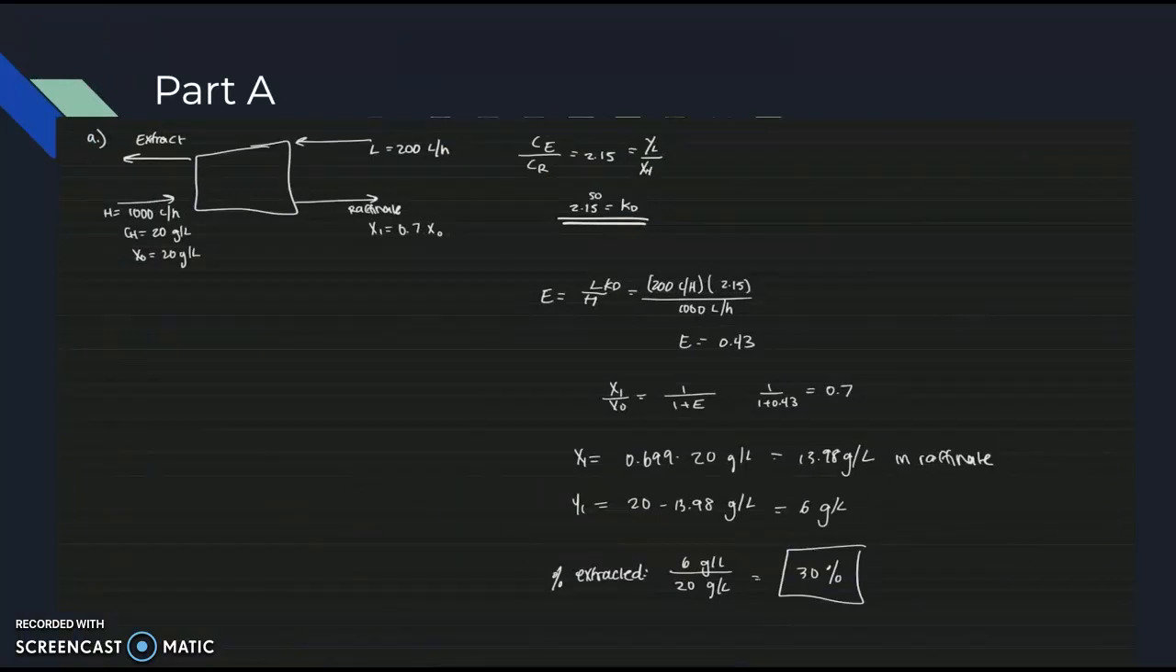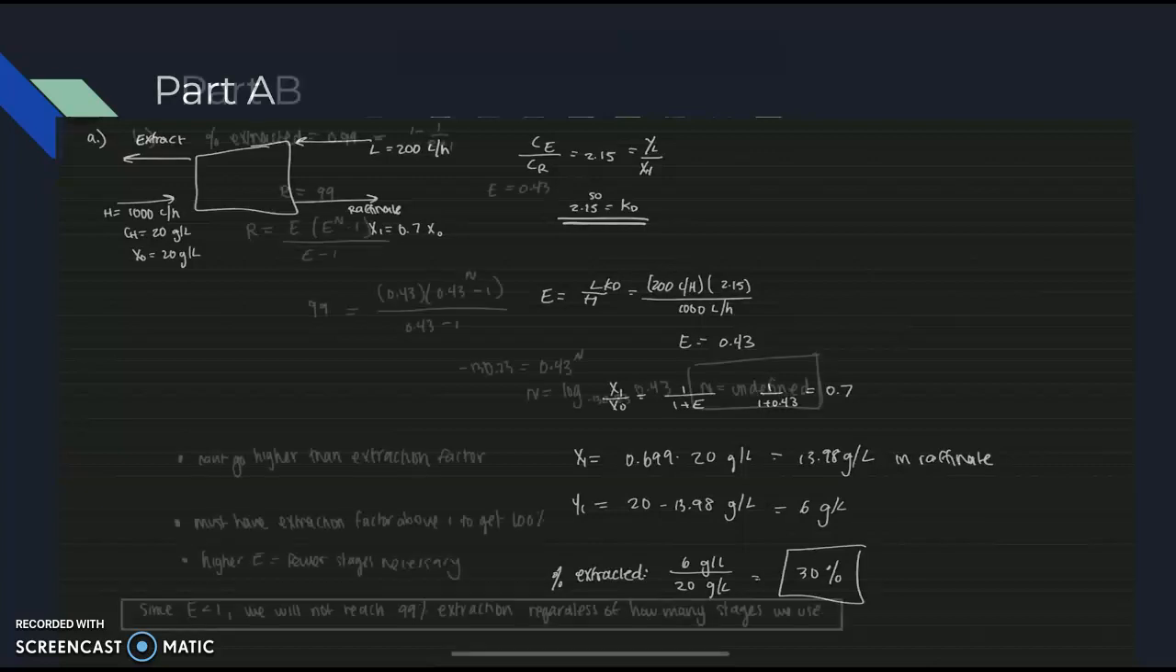For part A, for that single unit process, we'll use the relationship between Ce and Cr to find our Kd through our YL and XH relationship. And then we can use the E equals LKD over H equation to solve for E with those numbers and our given flow rates. We find an E of 0.43, and then we can use that and our relationship between X1 and X0 to find a relationship of 0.7 between X1 and X0, and then we can use our mass balances to find their respective concentrations, and then we'll divide the Y1 6 grams per liter over the original 20 grams per liter for a 30% extraction.